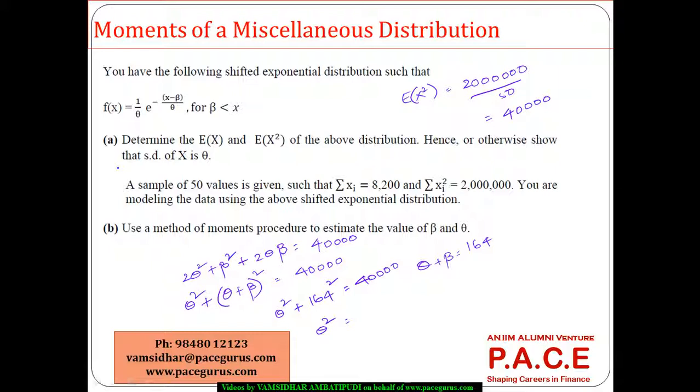So that's the way out. If any miscellaneous distribution is given and I'm supposed to find the mean, the variance and any other moments, this is the typical process that we follow.